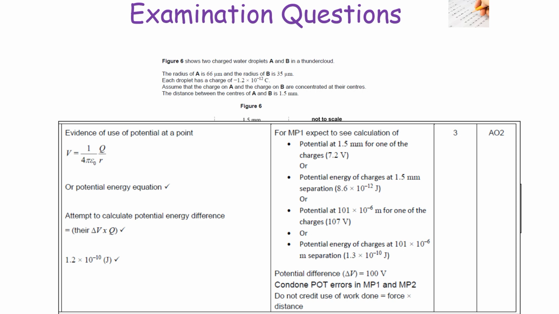101 times 10 to the minus 6 meters for one of the charges, so you get it to be 107 volts. So what you can then do is you've got your potential difference, so you find the difference between the two values, so 107 minus 7.2, so therefore you get 100 volts. And then you can work out the potential energy difference by doing: the potential difference is equal to the work done over the charge, so therefore work done is the potential difference times the charge. So it's 100 volts times the charge of the object, which is 1.2 times 10 to the minus 12, so we get 1.2 times 10 to the minus 10.